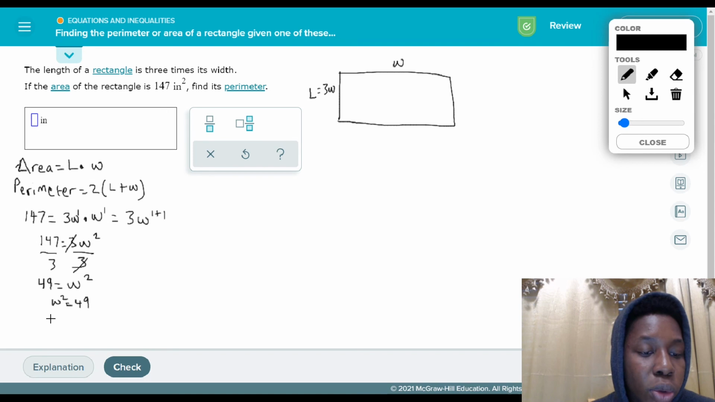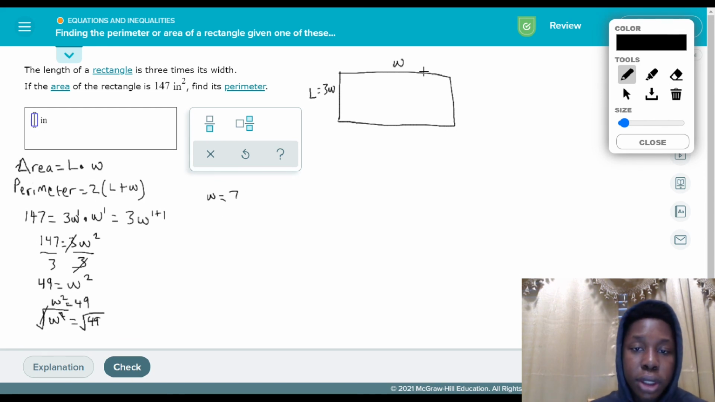So we'll find the square root of both sides: the square root of w squared equals the square root of 49. Since the square root and the square cancel out, we're basically finding the square root of a squared number. So w equals the square root of 49, that's 7. So the width is 7.